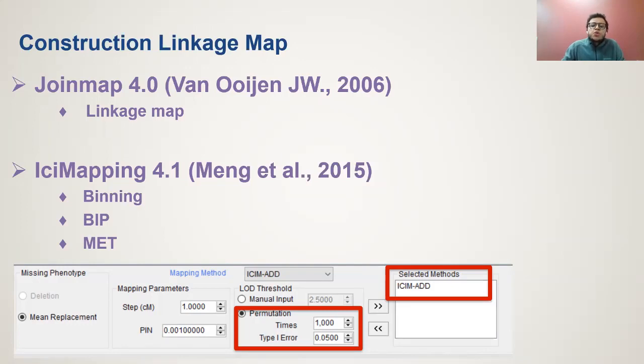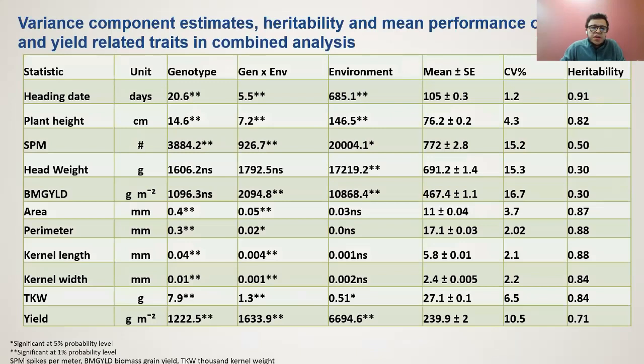We got our QTLs using the inclusive composite interval mapping function for additive effect. The permutation number was 1000 to identify the LOD score threshold for declaring the significant QTLs. The probability was 0.05. So I will talk about our results in the next slide.